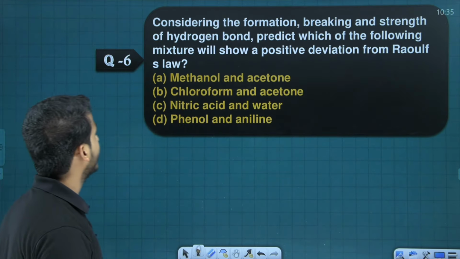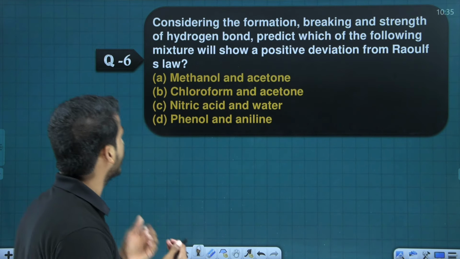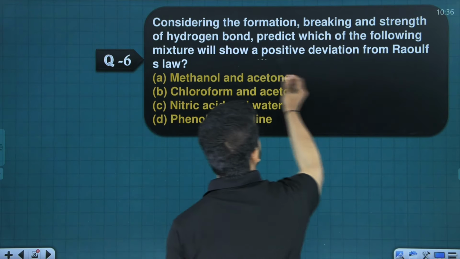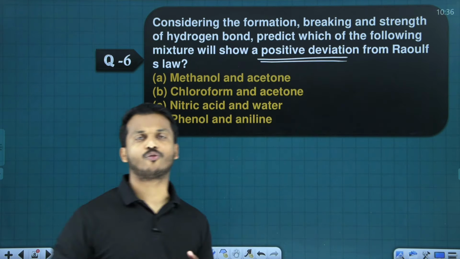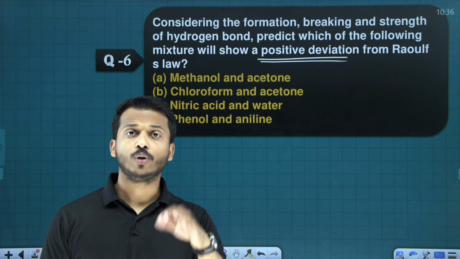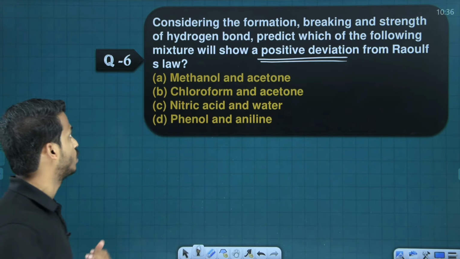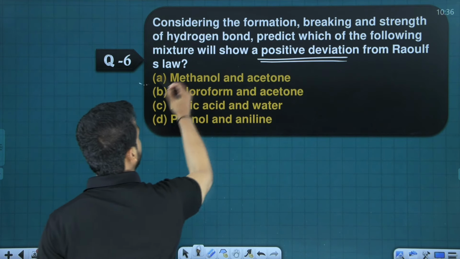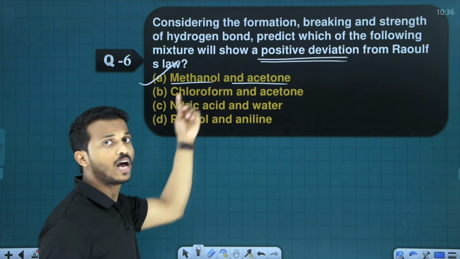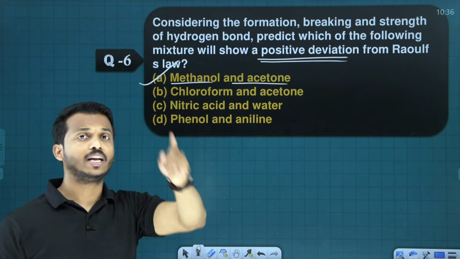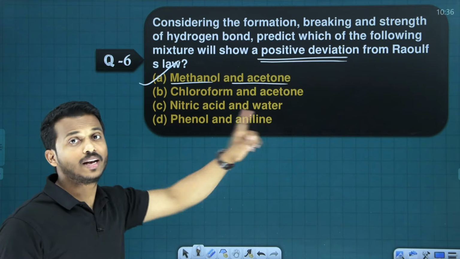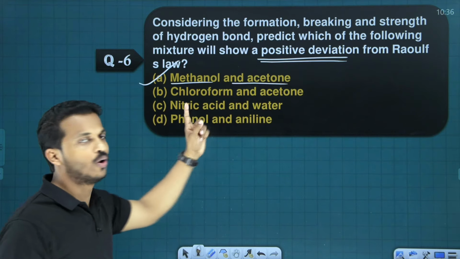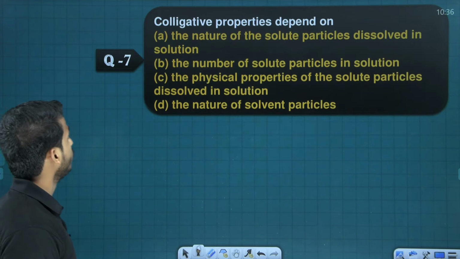Next one. Considering the formation, breaking and strength of hydrogen bond, predict which of the following mixtures will show positive deviation. We studied many examples of positive and negative deviation. Can you say which examples we studied under positive deviation? Methanol and acetone. Generally, alcohol with acetone we studied under positive deviation. Chloroform and acetone is negative deviation. Acid and water is negative deviation. Phenol and aniline, negative deviation.